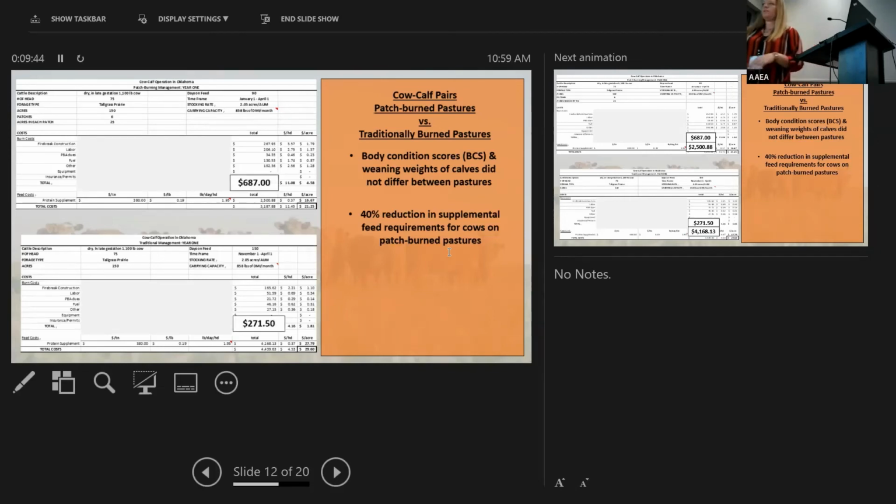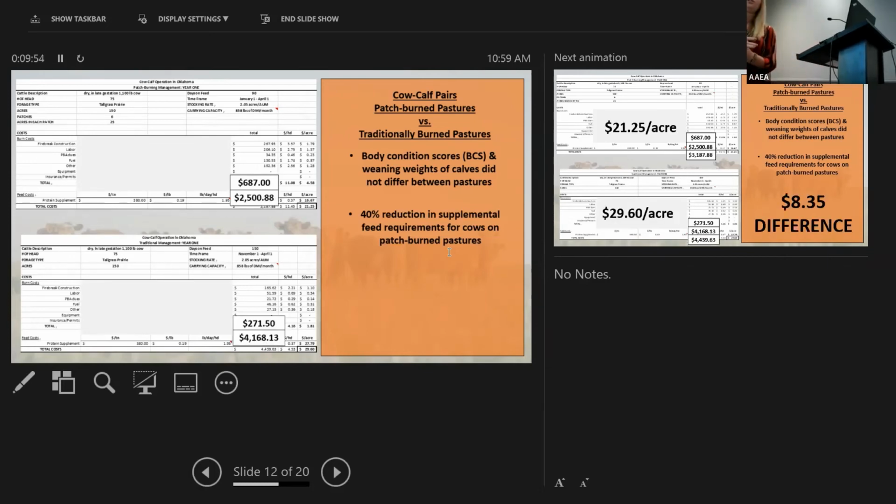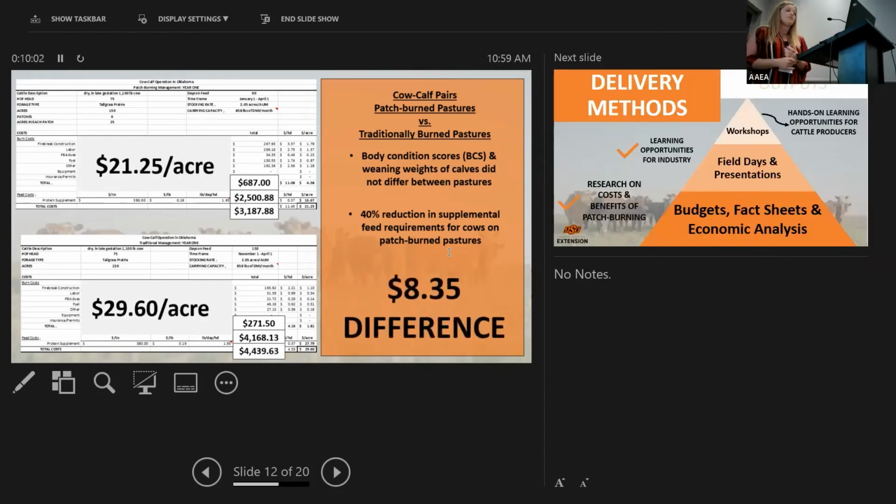So first I want to talk about the burn cost again. So again, we see that it is higher than traditionally burned costs in the patch burning management style. But then we really see a major reduction in those feed costs because patch burning was used. We see over $1,500 in savings for those feed costs. And then ultimately that resulted in a little over $1,000 in savings for total cost. And then broken down into a cost per acre, we saw an $8.35 difference.